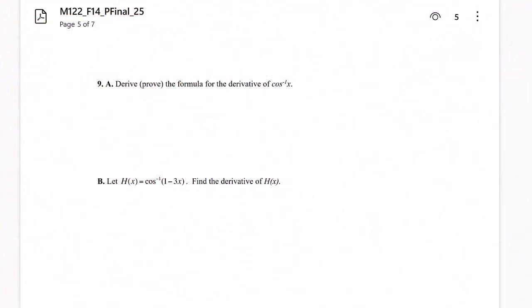All right, next question says, prove or derive the formula for the derivative of inverse cosine of x. So to do this, we want to think of y equals cosine inverse of x. And so cosine of y is equal to x, if you take cosine on both sides, that's what you get. So then from here, we d/dx both sides.